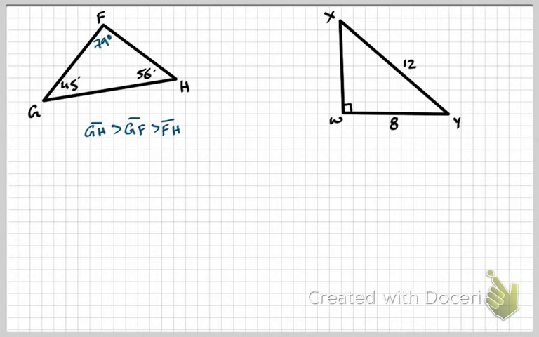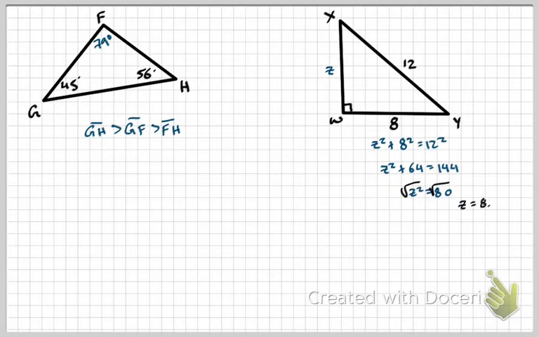For the next one, we're missing this side length right here, which we can find by using the Pythagorean theorem. I'm going to call this side length Z for right now. Remember, leg squared plus leg squared equals hypotenuse squared. A squared plus B squared equals C squared. C is always my hypotenuse. So Z squared plus 64 equals 144. 144 minus 64 is 80, so Z squared equals 80. Go ahead and take the square root of that amount. That comes out to 8.9. So Z equals 8.9.